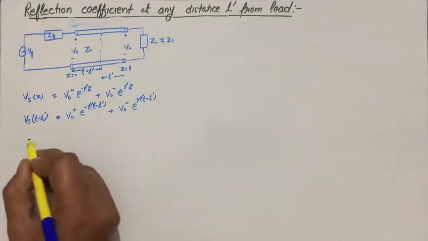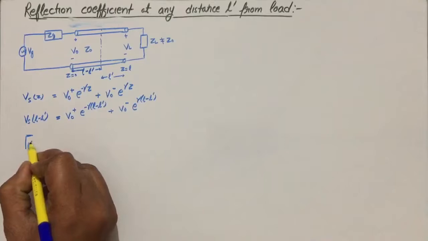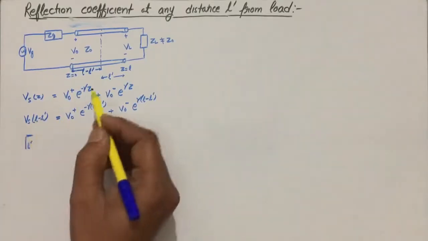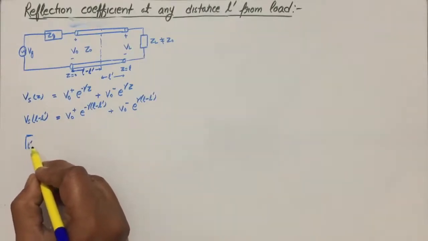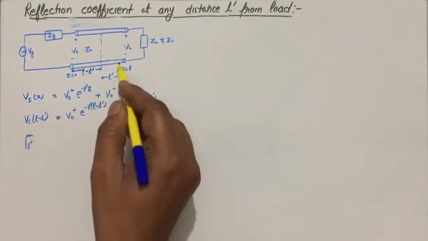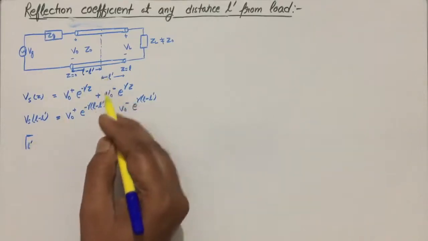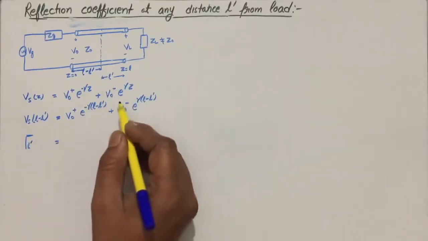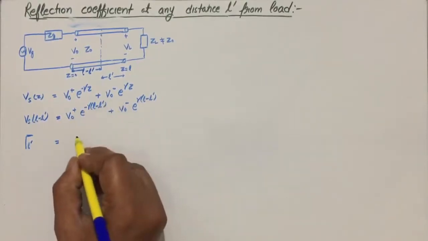And if we want to find the reflection coefficient at distance L dash, meaning here, because this is considered from the load side. In the previous case, we considered the load at L. Now we are considering any point between the line, at this instant at L dash. So it will be the reverse traveling wave divided by the forward traveling wave.